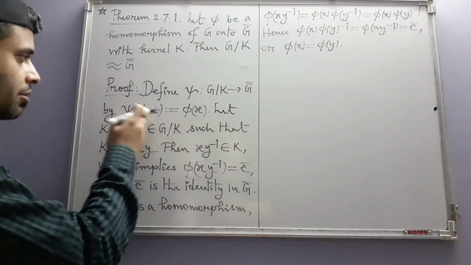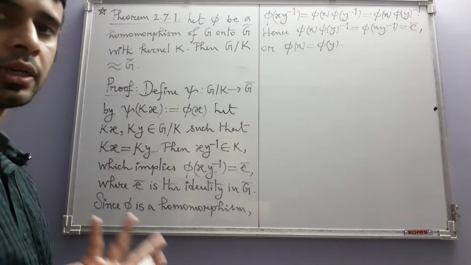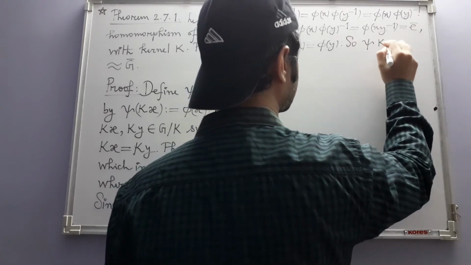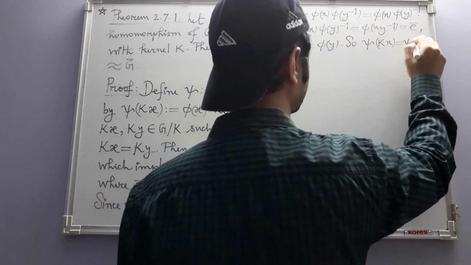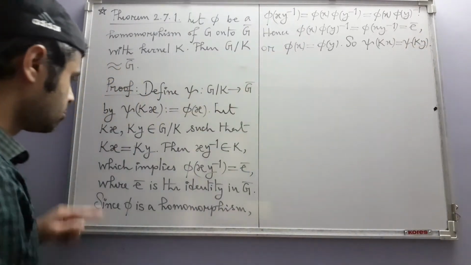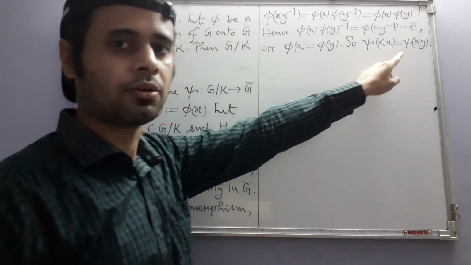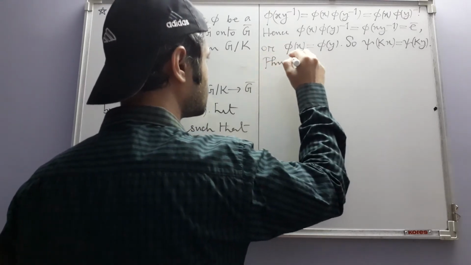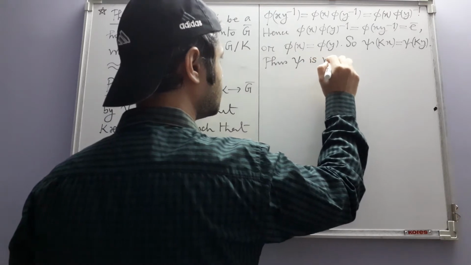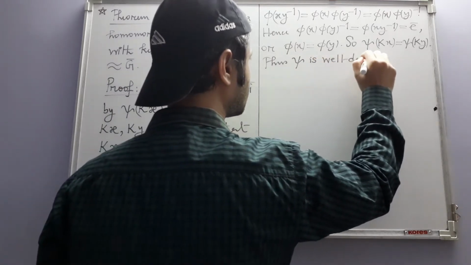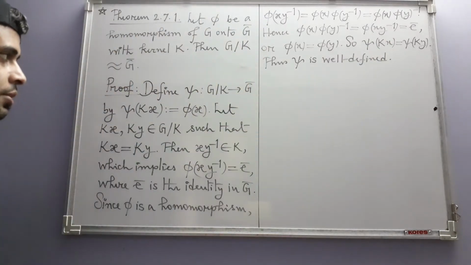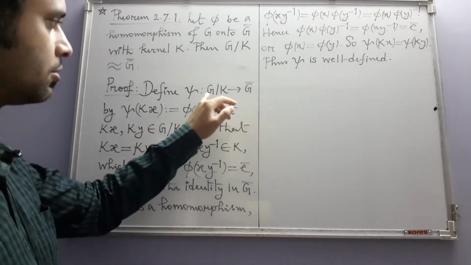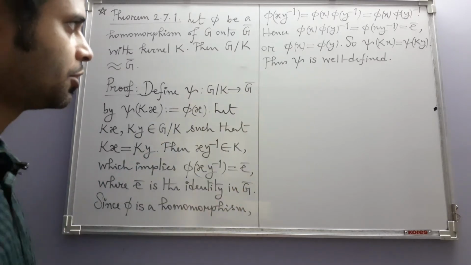But phi x, according to our definition of psi, is psi of Kx and phi y is psi of Ky. So psi of Kx is equal to psi of Ky. So equal inputs give us equal outputs. So that means the function is well defined. Thus psi is well defined. Next we are going to prove that psi is in fact a homomorphism, because these are two groups, so it makes sense to verify whether psi is a homomorphism.